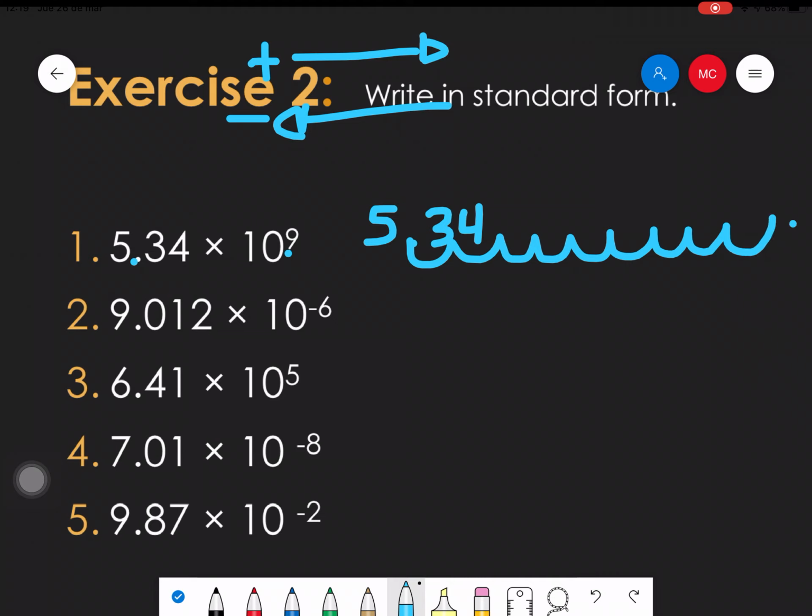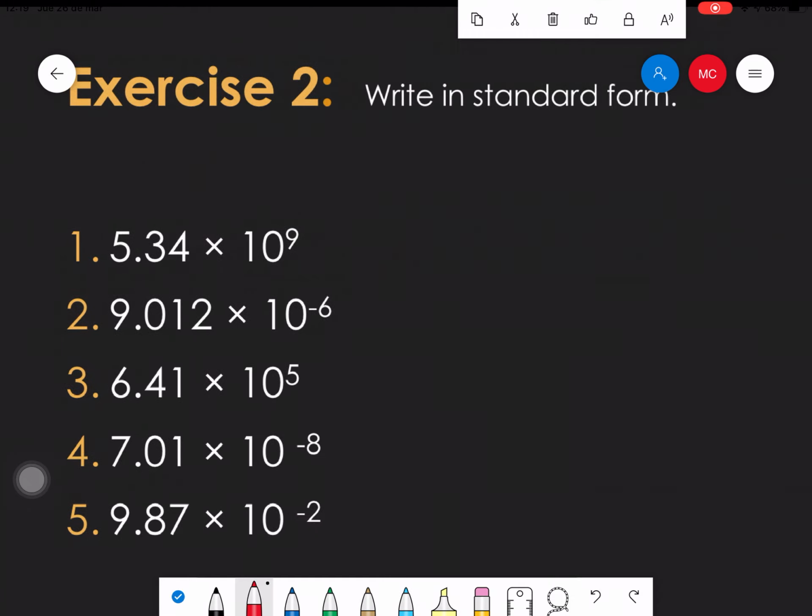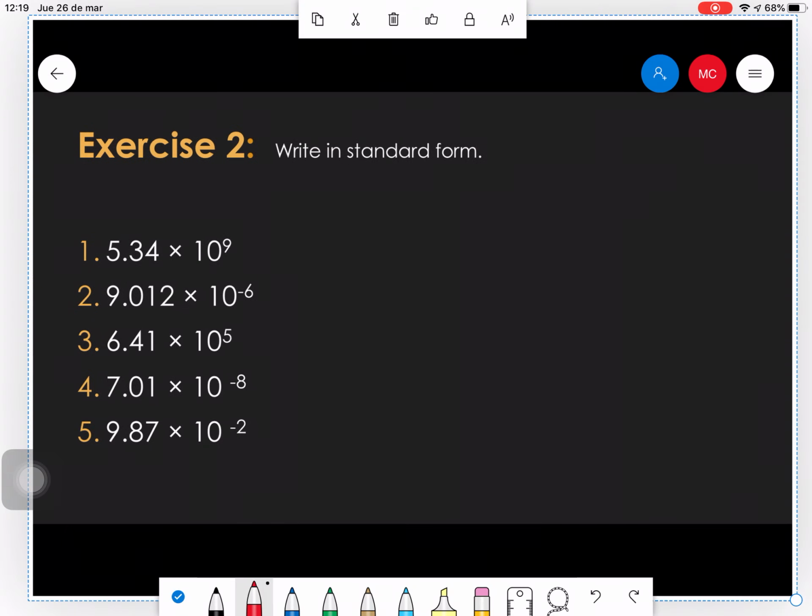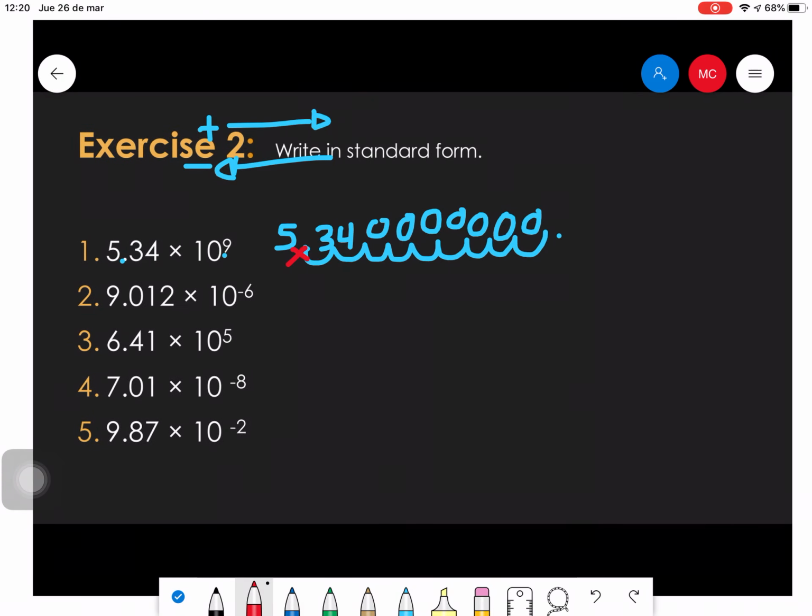The point will be here now, and I just fill it with zeros. Remember that I don't want numbers to have double decimal points. The decimal point that was here is now erased. Oops, I erased everything. Okay. So let's go to the second one.